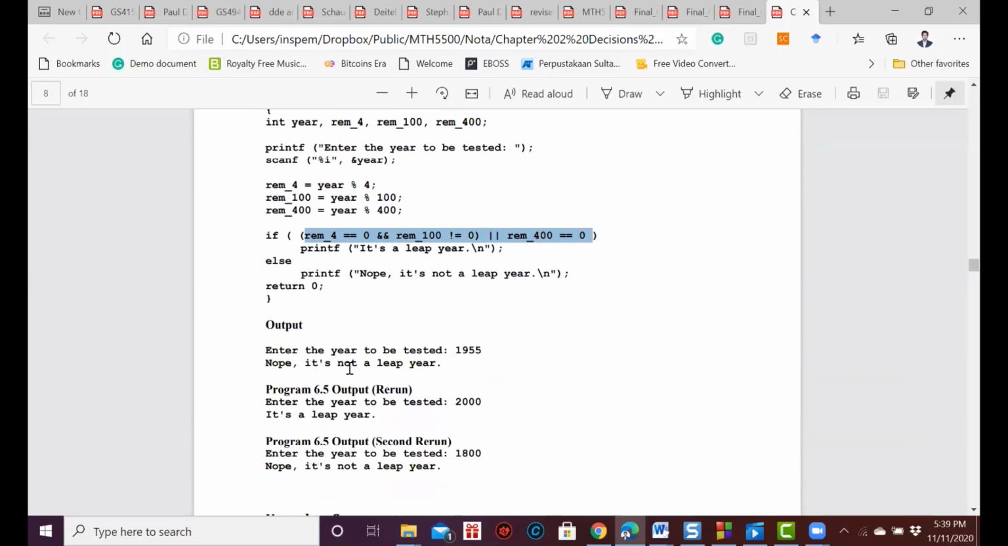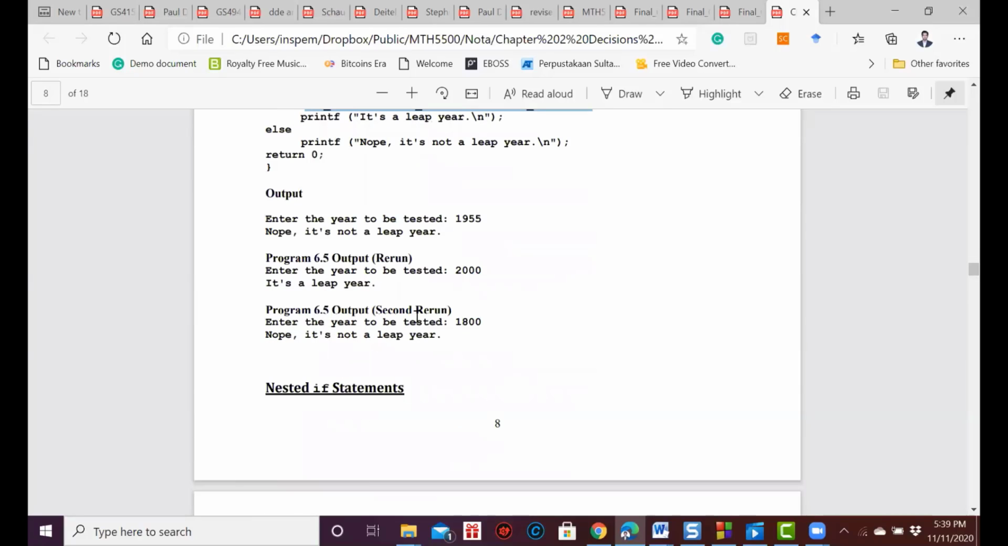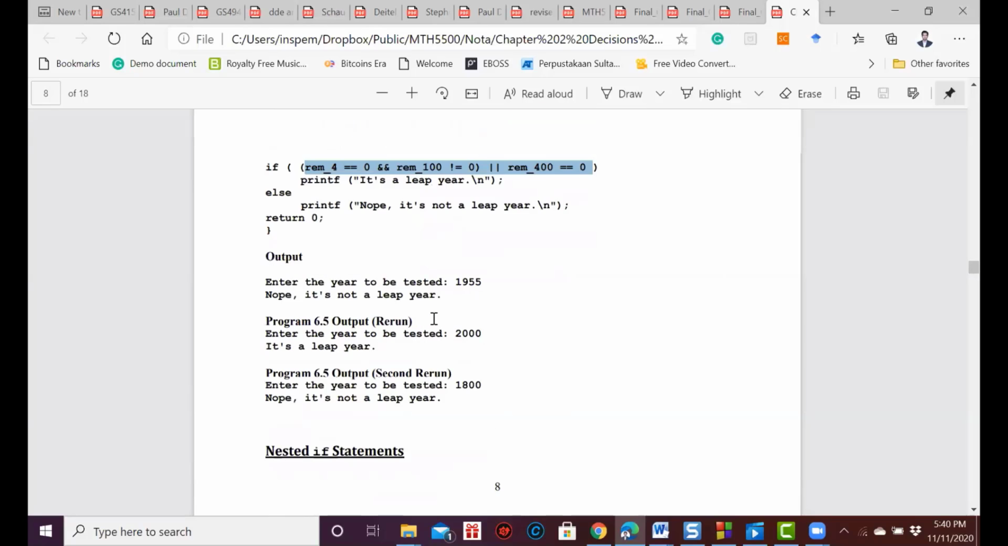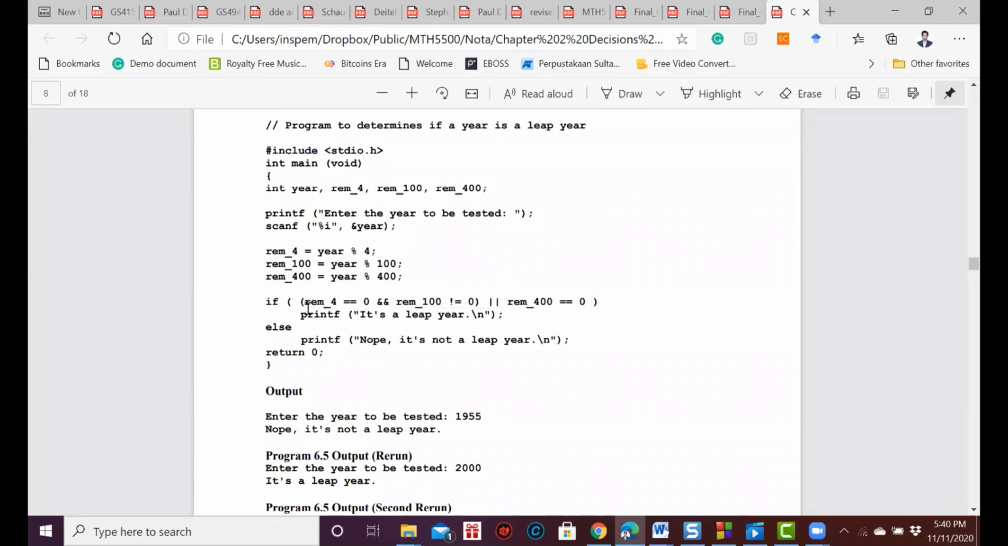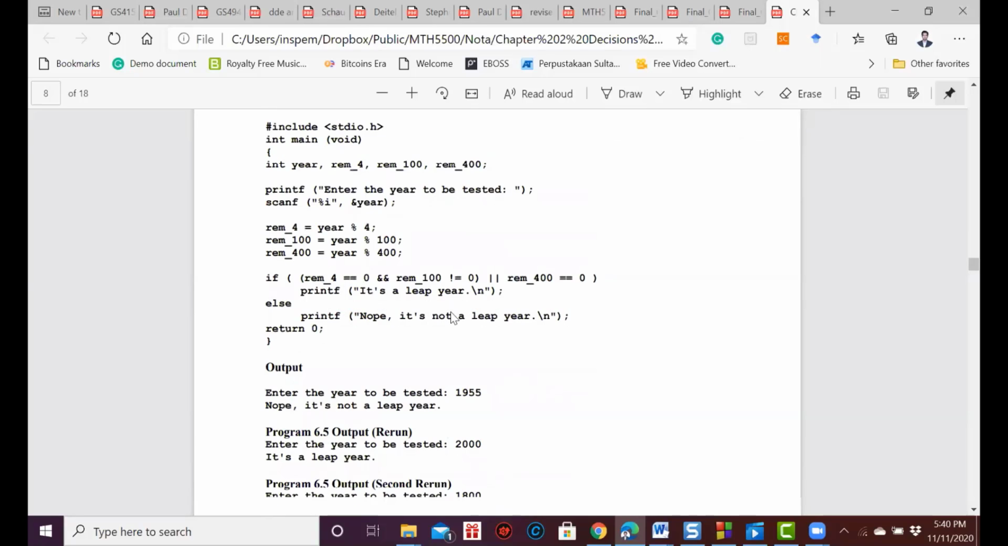So very straightforward. For example, enter the year to be tested: 1955. If we test, the output will be not leap year. We run again with 2000. So this one is leap year. Then 2018. Okay, this one is not a leap year. So this one is the condition of leap year. Okay, you can check.